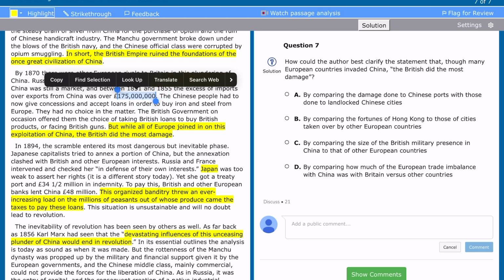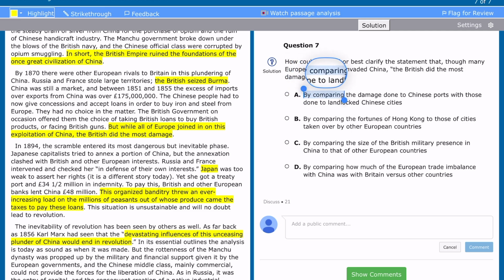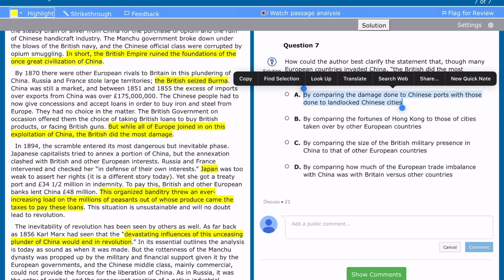So if they're referencing the other countries, and then they're saying that the total excess of imports was over 175 million, then the author could very clearly clarify that the British did the most damage by having the biggest trade deficit among the other countries. So if we look at the answer choices now, clearly they want us to use finances as a measure of damage. A, by comparing the damage done to Chinese ports with those done to landlocked Chinese cities, okay, interesting, but we're not comparing the Chinese ports to the Chinese cities. Rather, we're comparing the British to the other countries. So A is incorrect because it's making a comparison that's irrelevant.